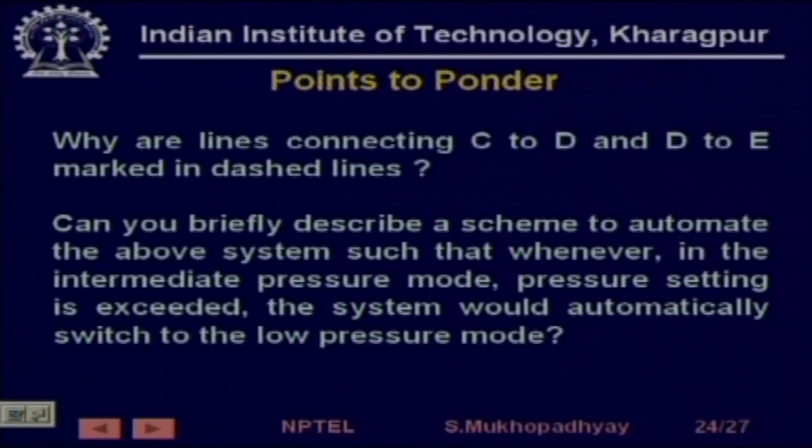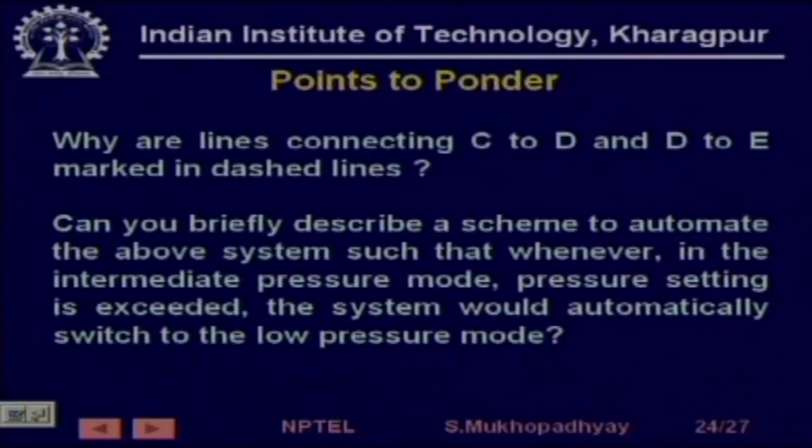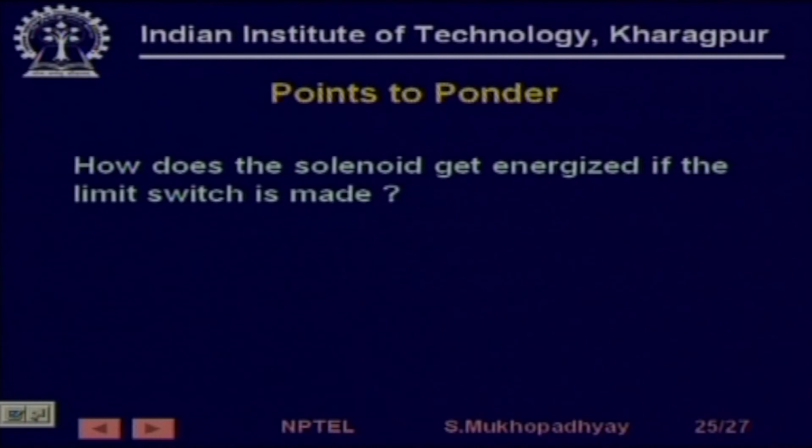So for example, I have given one. Can you briefly describe a scheme to automate the above system such that whenever in the intermediate pressure mode the pressure setting is exceeded, the system would automatically switch to the low pressure mode? Previously it was being done manually as it is shown there. So you can devise some control mechanism by which it will sense the pressure and switch over. How does the solenoid get energized if the limit switch is made?